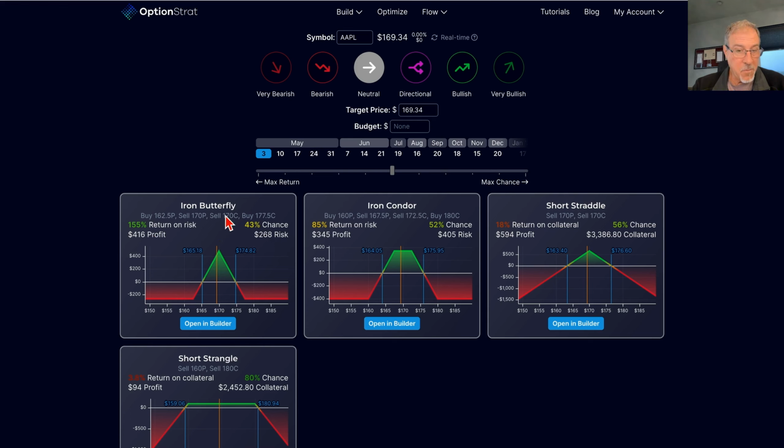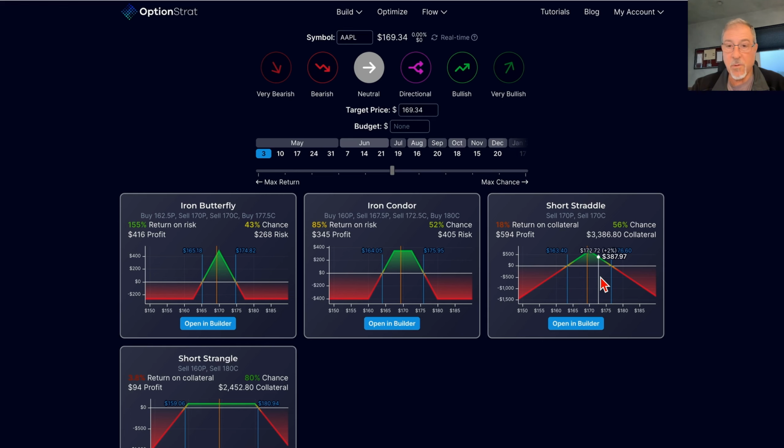With this iron butterfly, I have a maximum risk of $268. With this iron condor, I have a max risk of $405. With a short straddle, now this is running naked options. This is going to tie up a lot more money to do short strikes and not have any longs for protection. These are essentially naked options that I would be running in those two. So I'm really not interested in doing those.